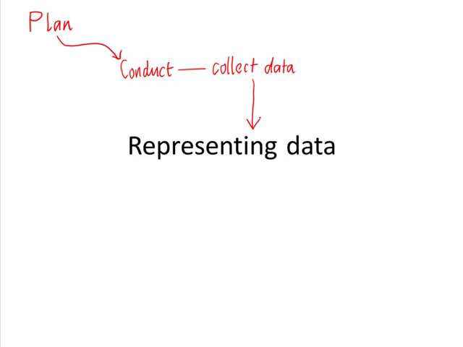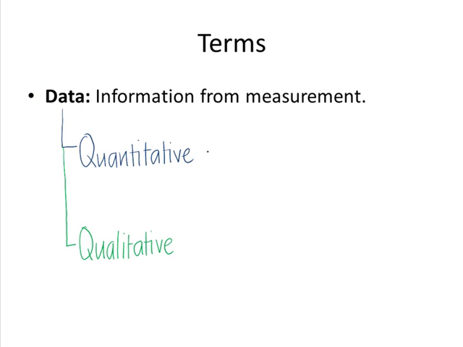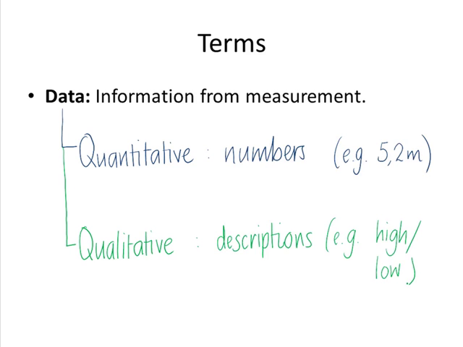They need to represent the data. Data means information which you get from measurement. Data might be quantitative or qualitative. In quantitative data, the measurements are numeric. In qualitative data, the measurements are descriptions.